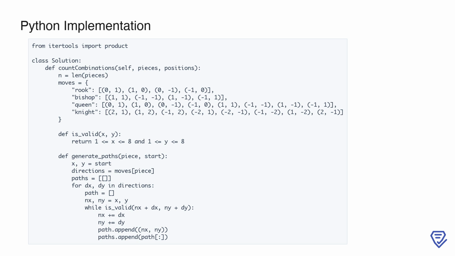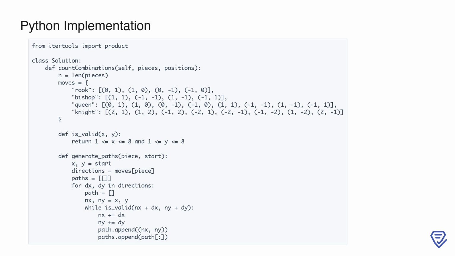Here, we start by importing the product function from the itertools module, which will be useful later for generating all possible combinations of paths. Then, we define a class Solution that contains our main method, countCombinations. This method takes 2 inputs, pieces, which is a list of chess pieces, and positions, which provides their starting positions on the chessboard. Next, we define a dictionary called moves, where each piece is associated with its possible movement directions.